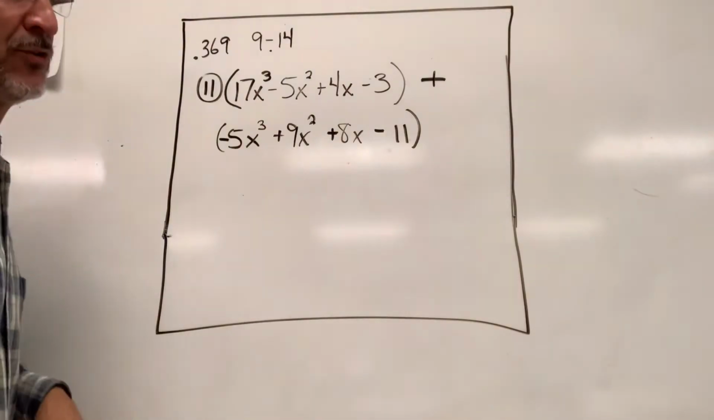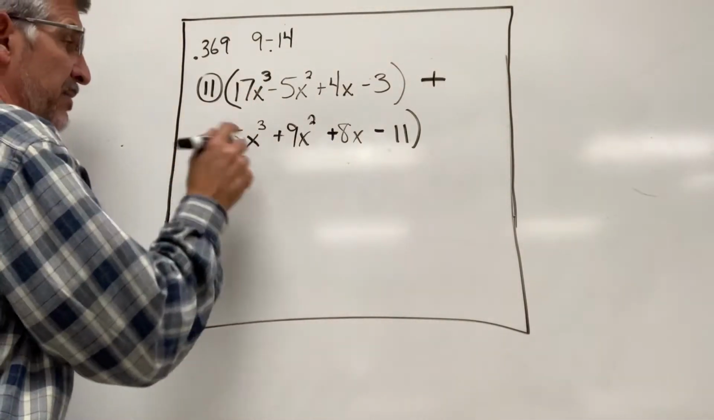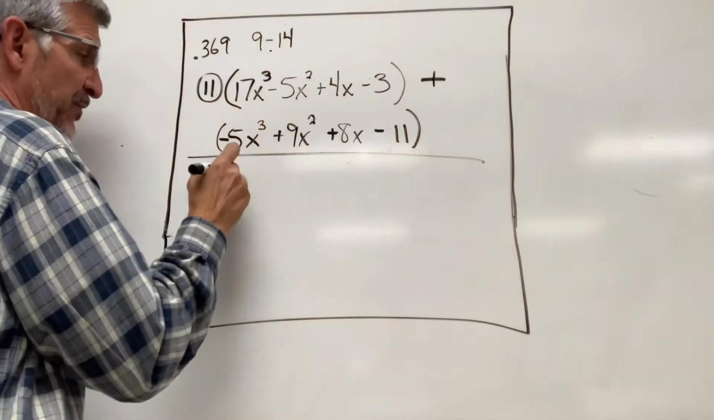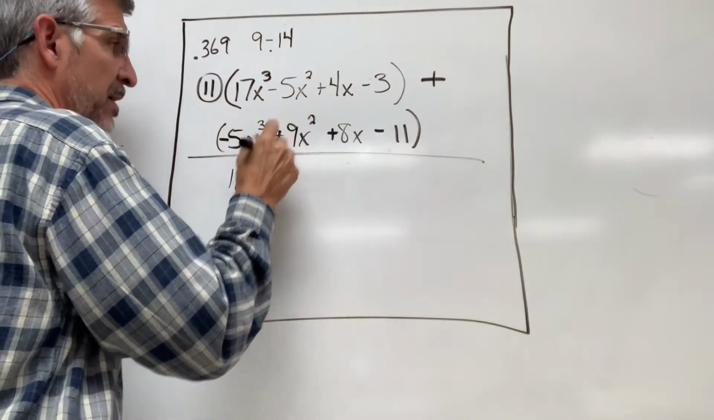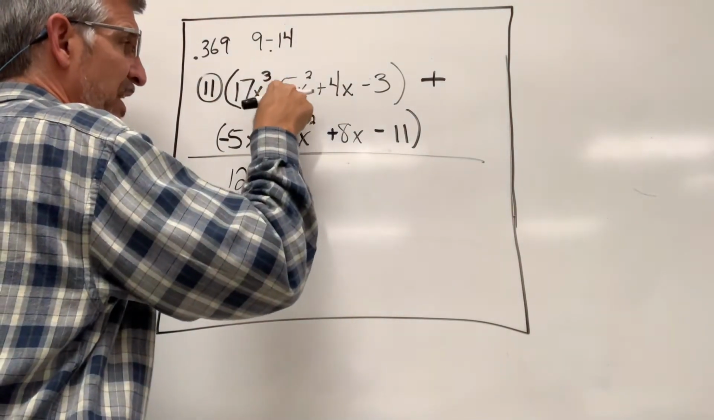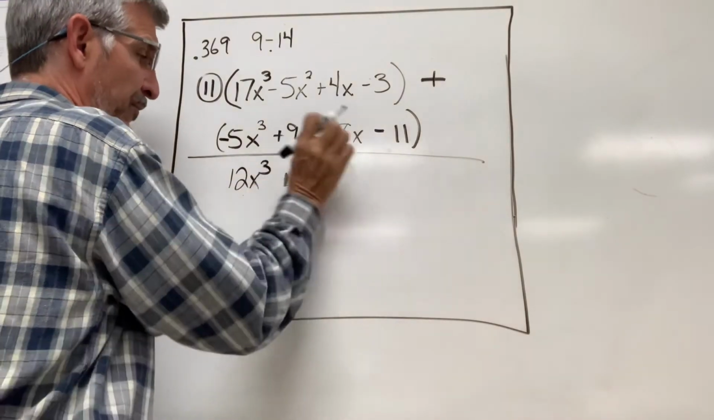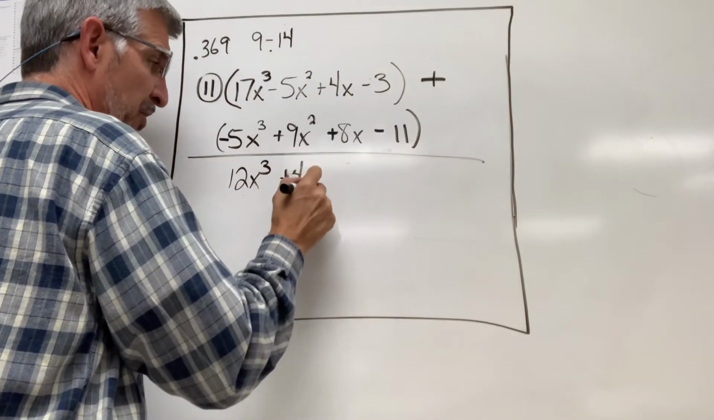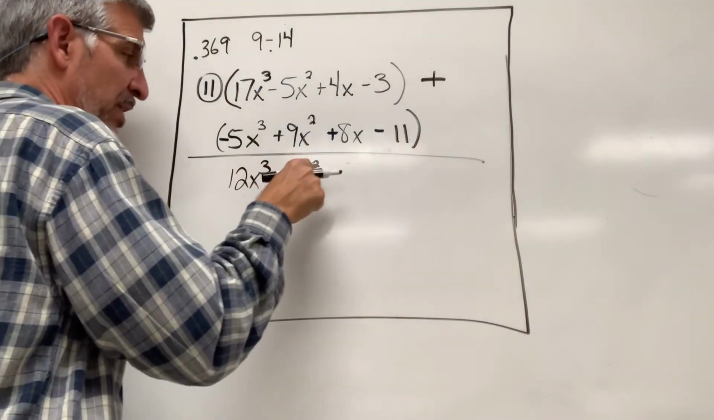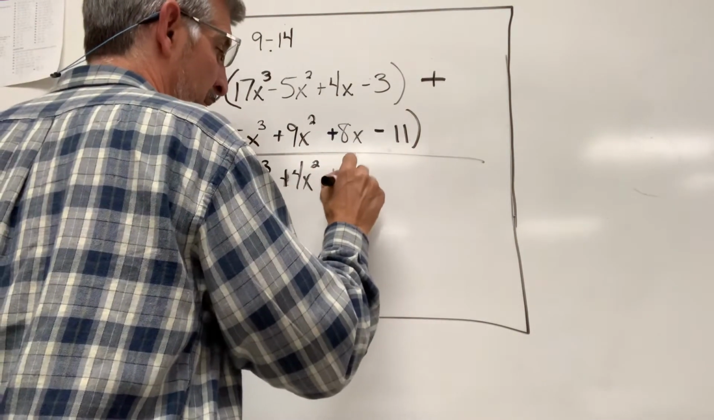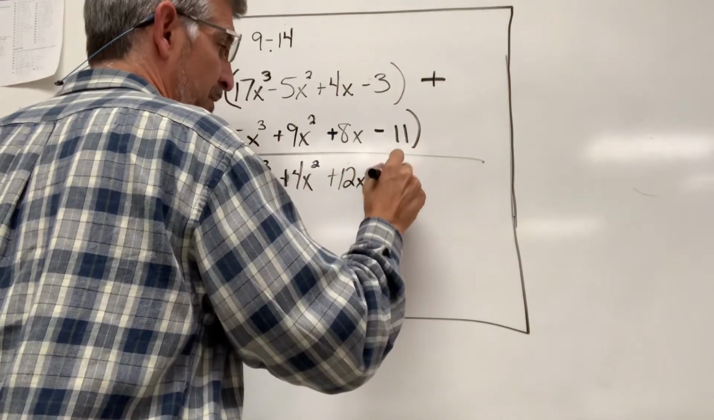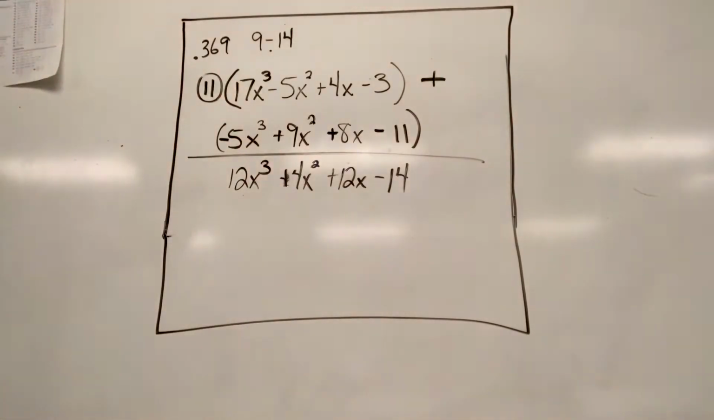It's always easier to add than it is to subtract. 17 of these minus 5 of these is 12 of these. 9 minus 5, or -5 plus 9 is positive 4. X cubed, notice it's in descending order. There's a 3, there's a 2, here comes a 1. And there's -14, and that's your answer.